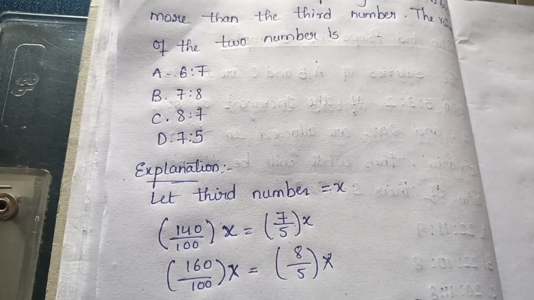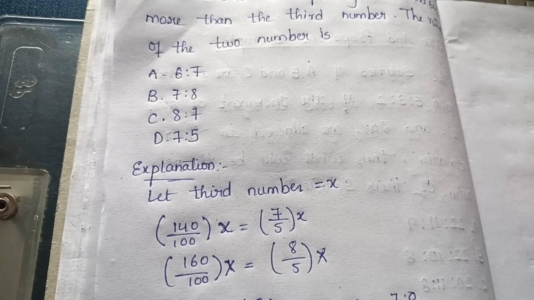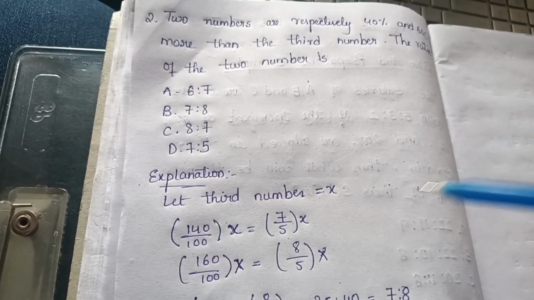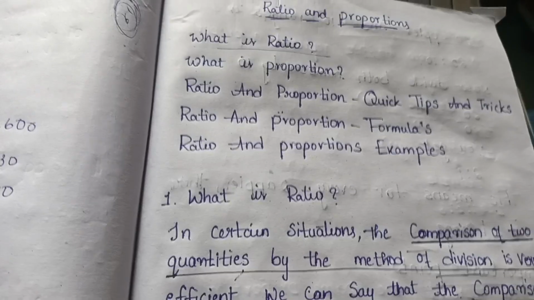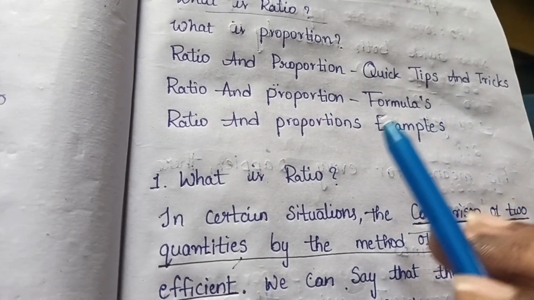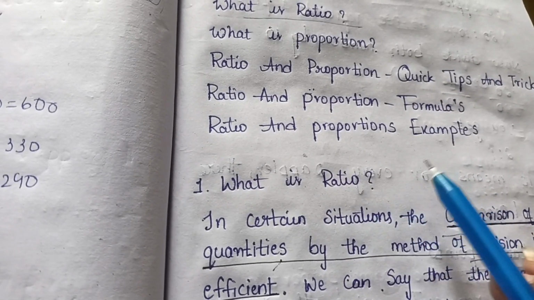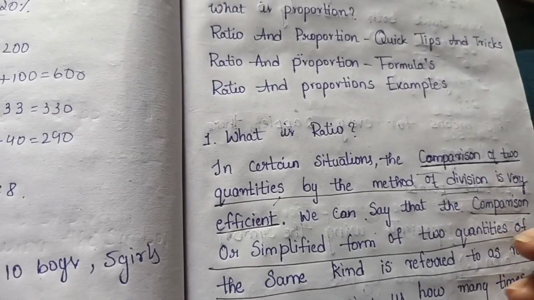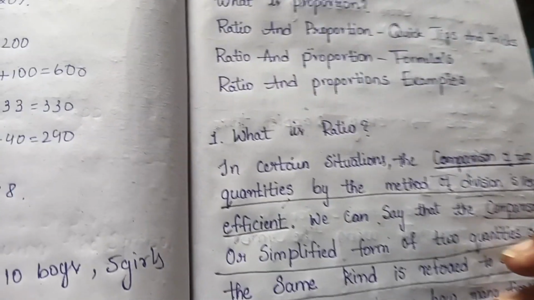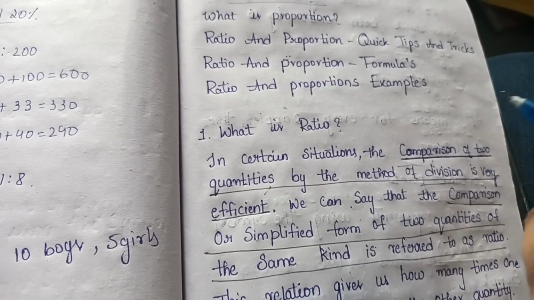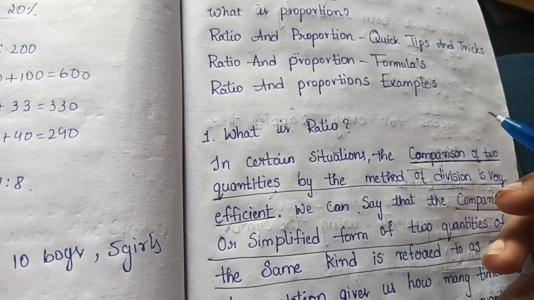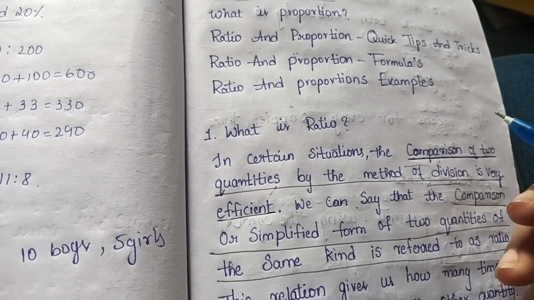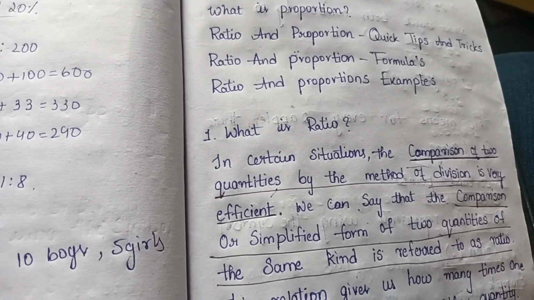So everyone, that's for today's class. Today we covered the complete basics of ratio and proportion. We learned what is ratio, what is proportion, quick tips and tricks, important formulas, and solved a few practice examples step by step. I hope this session helped you understand the topic clearly. In the next class we will solve more previous year questions along with shortcut methods and improve your speed and accuracy. So make sure you practice today's concepts before watching the next video.